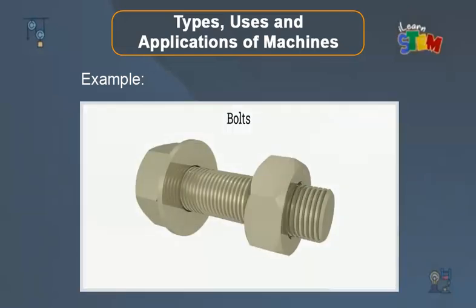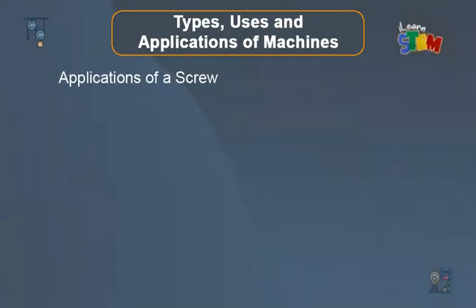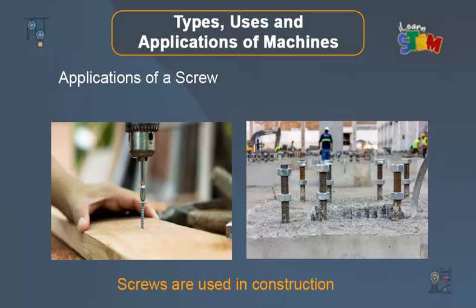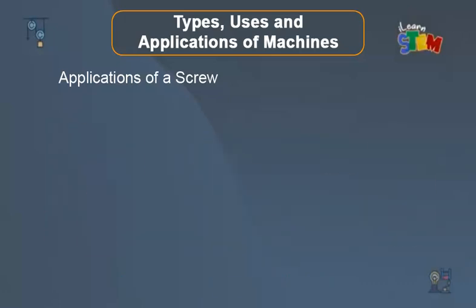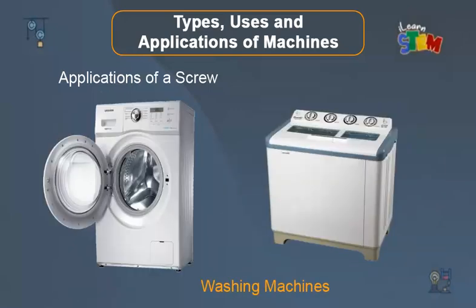As the nut is turned, it moves along the thread of the bolt as though it's traveling up an inclined plane. Applications of a screw. Construction. Screws secure parts in buildings and machines. Home appliances. It is found in blenders, fans, and washing machines.